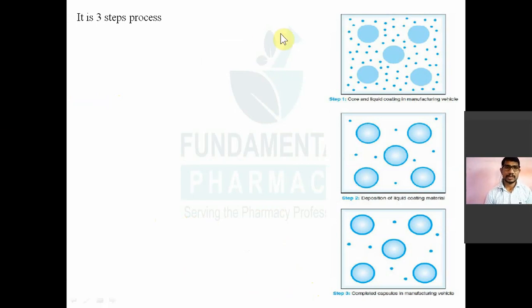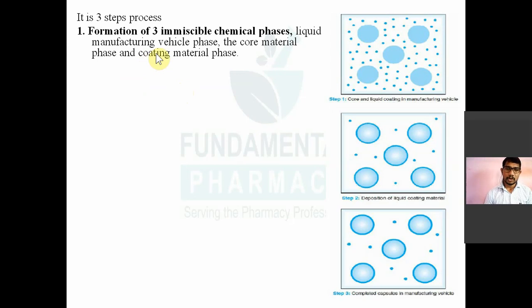Okay, so now this method involves three steps. Coadsorption phase separation method involves three steps. So first step is nothing but the formation of three immiscible chemical phases.